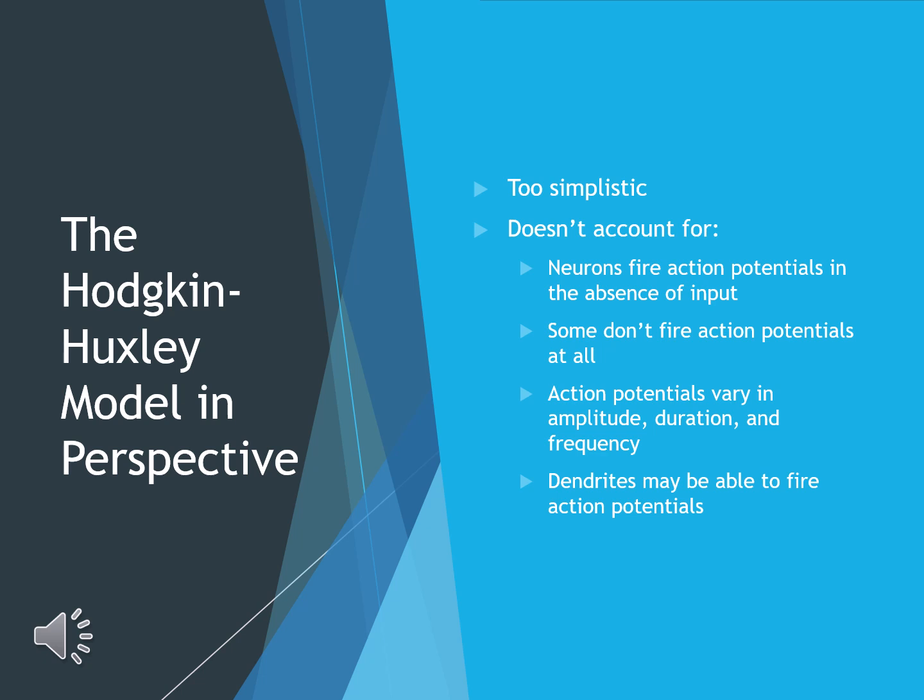A few slides ago, you heard me mention Hodgkin and Huxley as the researchers. Their traditional model is too simplistic to fully represent neural conduction. The original model does not account for the many neurons that fire APs in the absence of input or don't fire APs at all. The APs vary in terms of amplitude, duration and frequency. And dendritic function is more complex than previously believed. For example, dendrites would appear to be able to actively conduct action potentials.